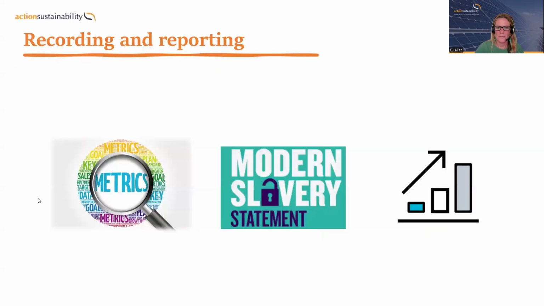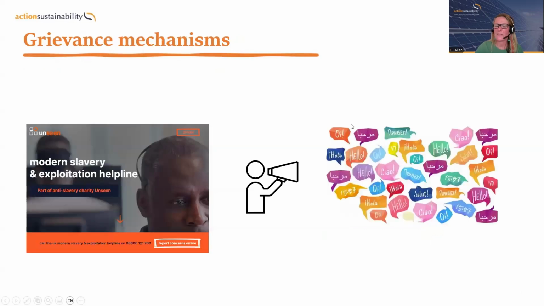So let me go back to my slides. Let's have a look at grievance mechanisms. So this is about what's in place to flag concerns either about others, but also awareness of how workers can report concerns themselves. It's also about how you investigate any concerns and what processes are in place to do this effectively. It's all well and good to have mechanisms in place, but I would always challenge organisations to say, do people know about them? Do they understand why it's important to use them if they have any concerns?